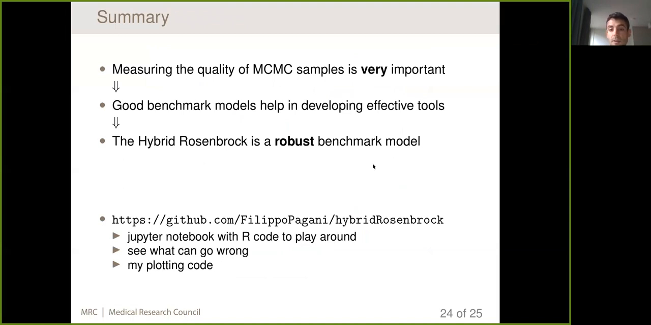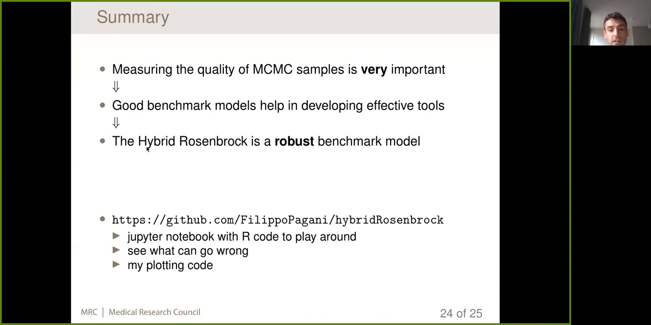Summarizing what we've talked about so far, measuring the quality of MCMC output is a very, very important thing. And I feel good benchmark models that help develop effective tools are very important as well. The hybrid Rosenbrock is now a quite robust benchmark model that can help people develop good tools, test them, and find the breaking point of those tools, because that's an interesting thing to know as well.